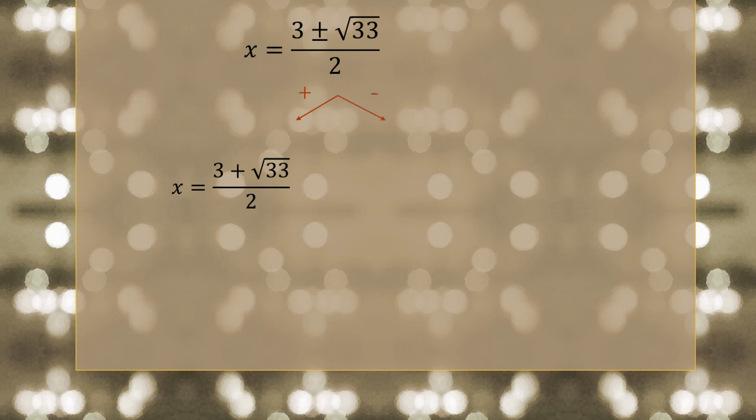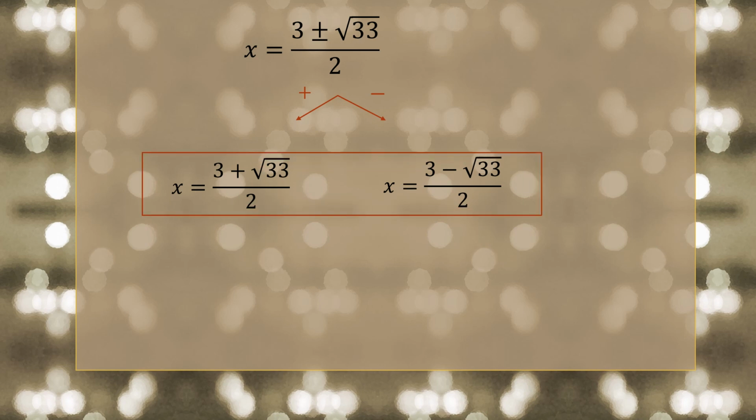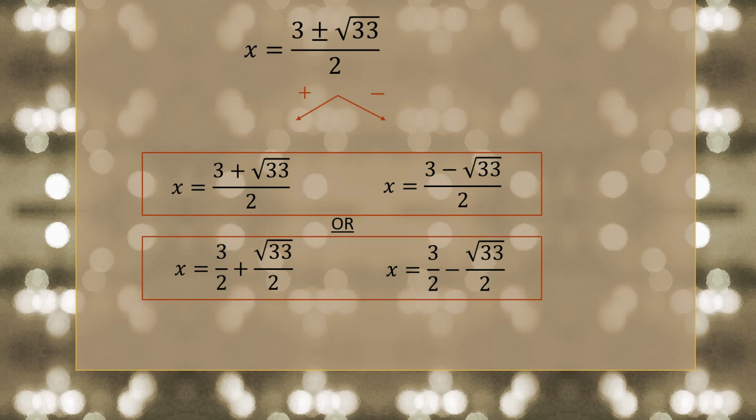Now let's look at the minus version. This would give us x equals 3 minus square root of 33 all over 2, and that would be your solution. Now there is another way to write this, and the other option would be to write it as x equals 3 over 2 plus square root of 33 over 2, and x equals 3 over 2 minus square root of 33 over 2. These are the same values, just different ways to write it. There is no preference.